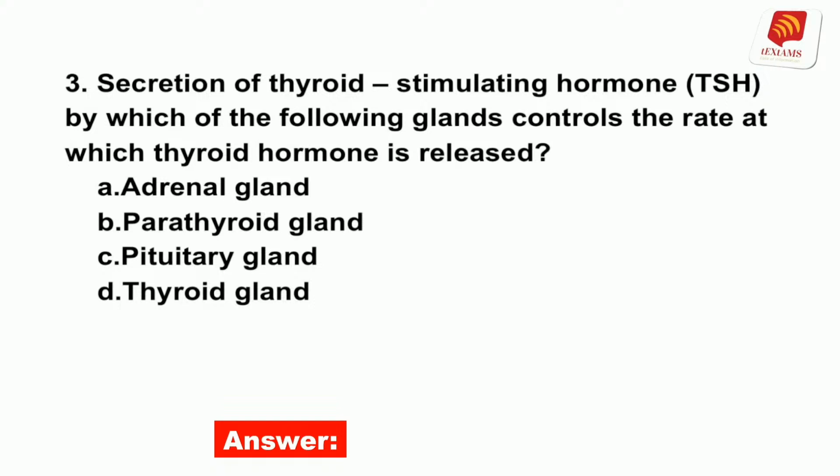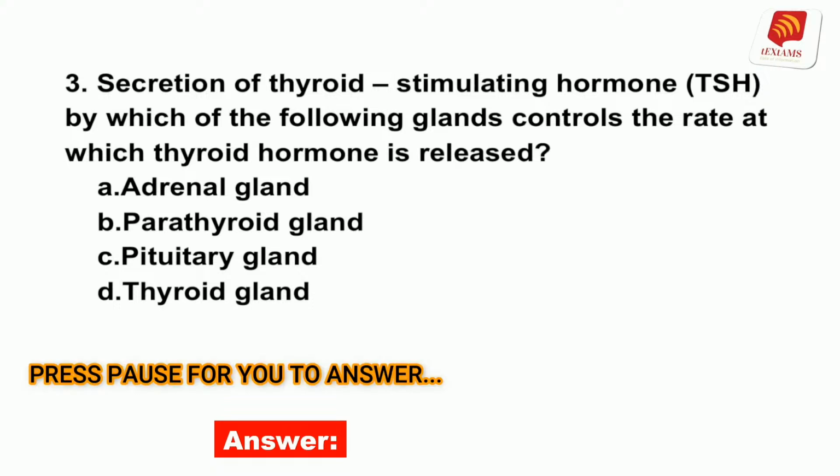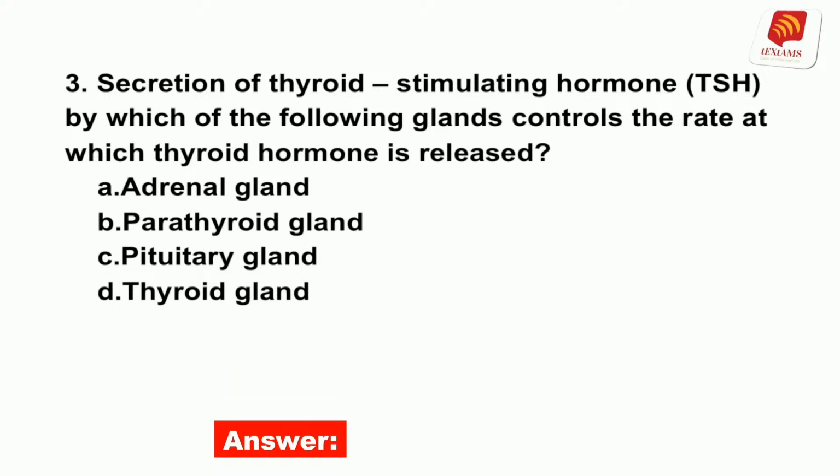is released? A. Adrenal gland. B. Parathyroid gland. C. Pituitary gland. D. Thyroid gland. The answer is C. By secretion of TSH, the anterior pituitary gland controls the rate of thyroid hormone release.